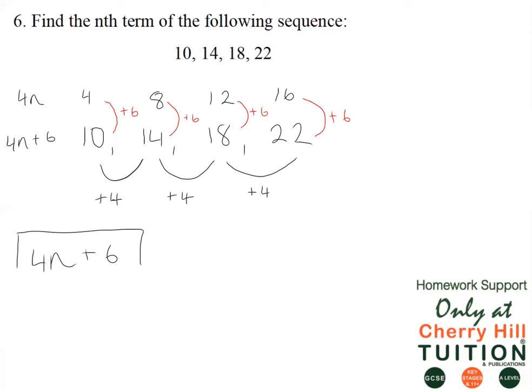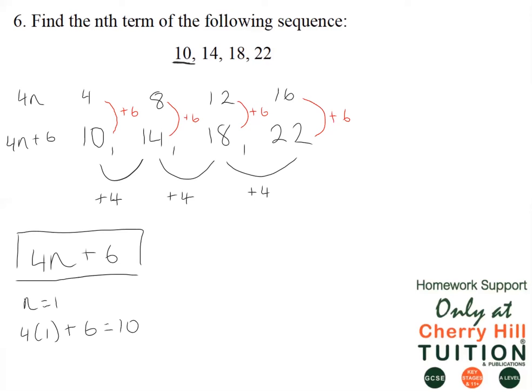Okay, so we can check if our answer is correct by substituting different values of n. So our first term is 10. Because it's our first term, this means that n is equal to 1. If it was our third term, then n would be equal to 3. So if we substitute n is equal to 1 into our nth term, we should get 10. So let's test this. 4 multiplied by 1 plus 6 gives us 4 plus 6, which is 10.